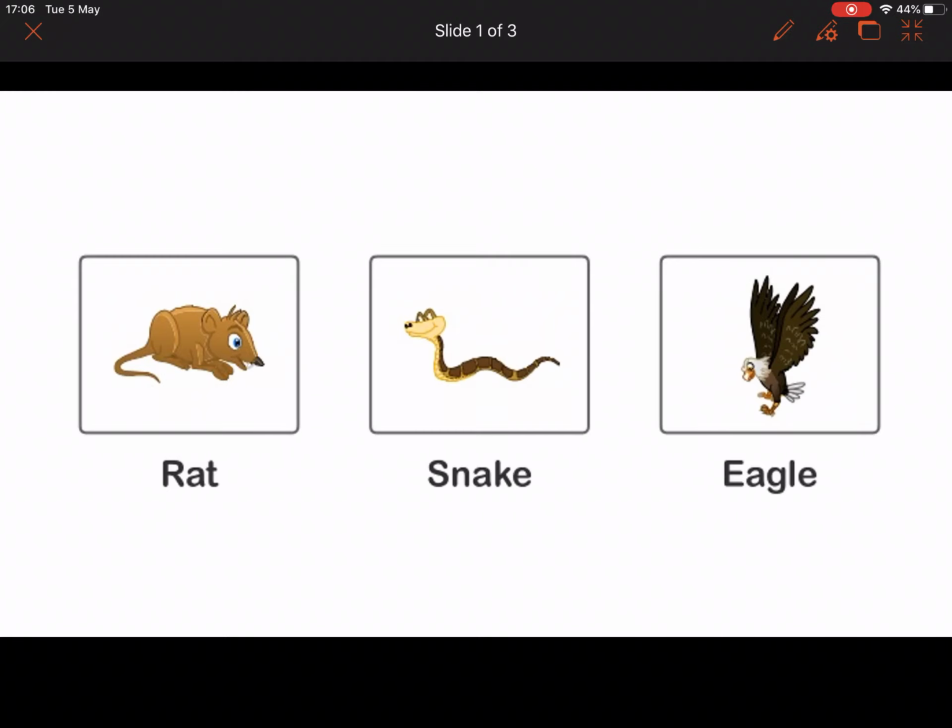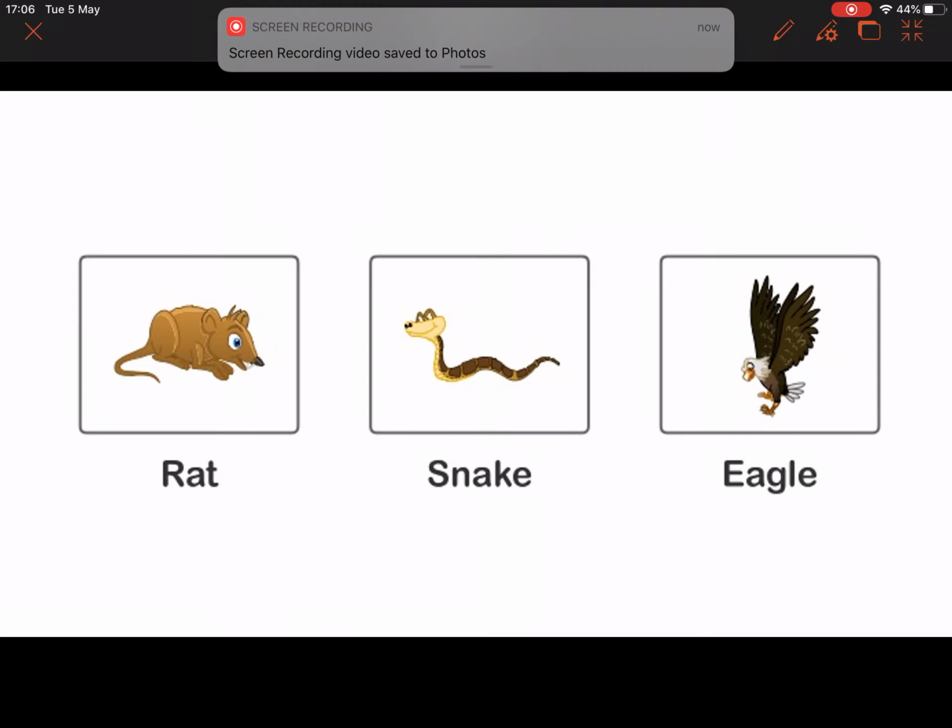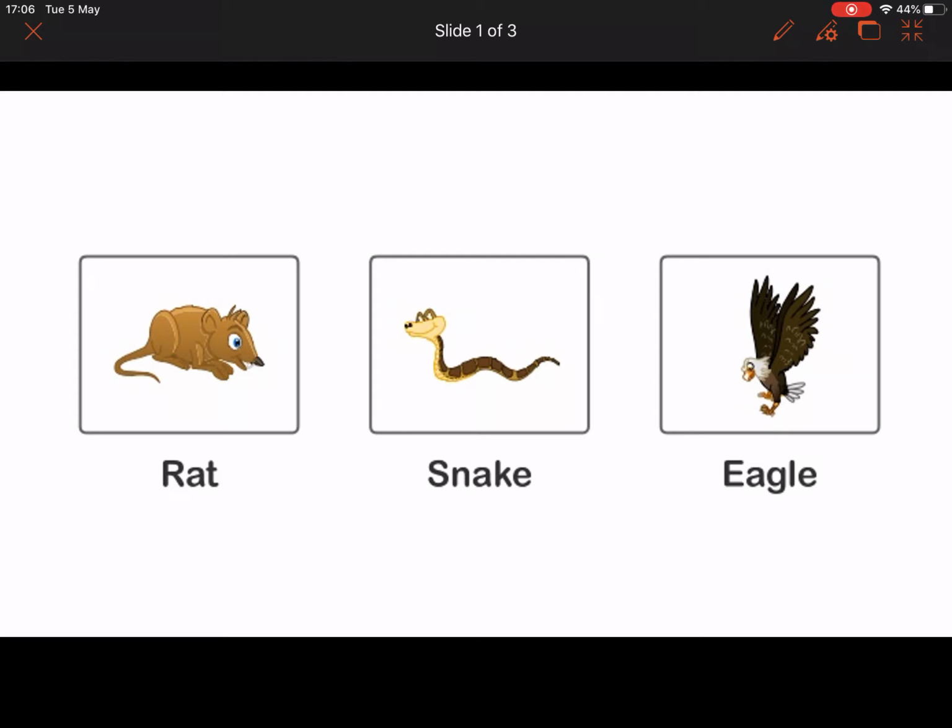This is a food chain without the arrows added in. The arrows in a food chain represent the direction of energy movement from one animal to the next. So if the snake eats the rat, the energy will move from the rat to the snake. So if we add those arrows in, energy movement from rat to snake. If the eagle eats the snake, then the energy is going to go from the snake to the eagle.